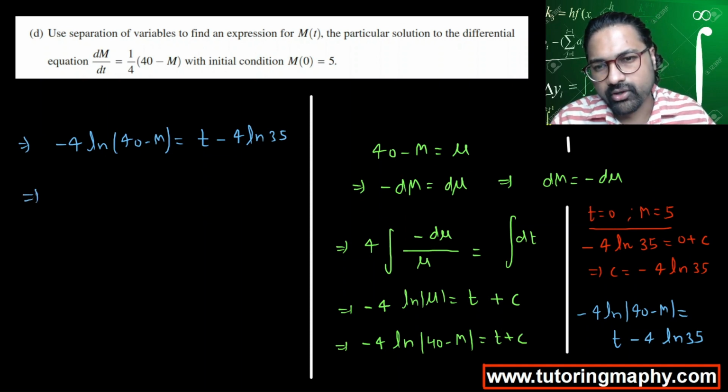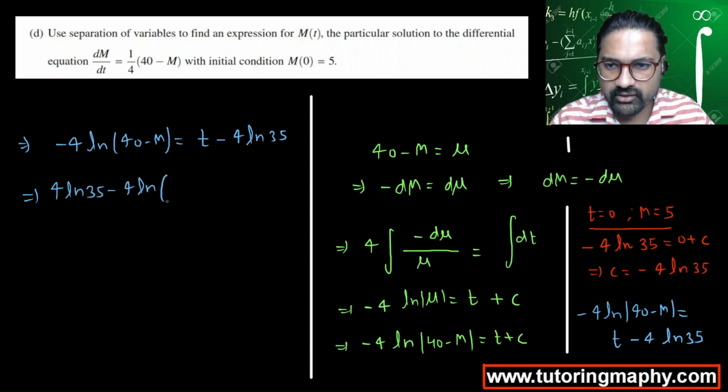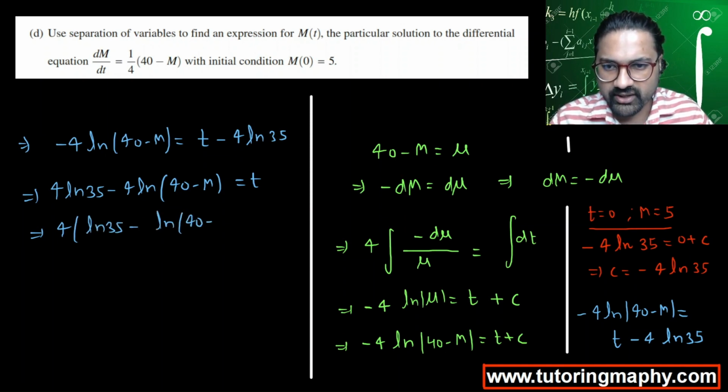I'm going to add 4 ln 35 on both the sides. So that's going to look like 4 ln 35 minus 4 ln 40 minus m is t. I'm going to divide both sides with 4, or maybe take 4 as a common factor. So 4 times ln 35 minus ln 40 minus m is equal to t. I'm going to divide both sides with 4. So ln 35 minus ln of 40 minus m is equal to t over 4.